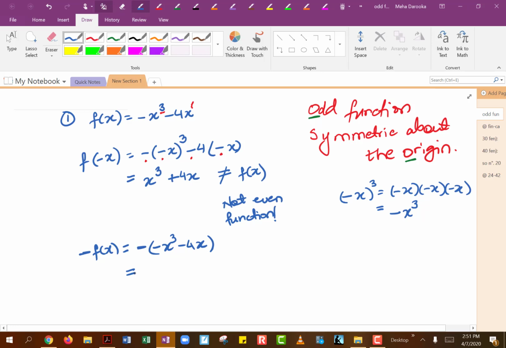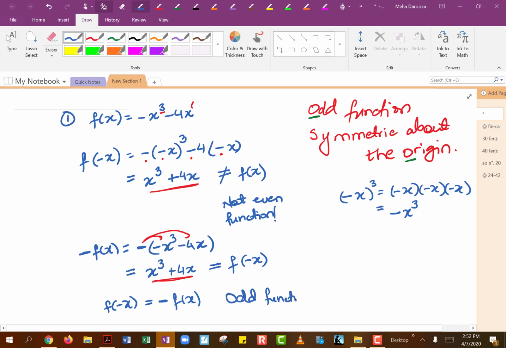So if I put a negative in front of it, you're going to distribute that negative sign inside the parentheses, which will end up giving us negative times negative is positive x to the third. Negative times negative is positive 4x. And this is the same answer we got when we just substituted negative x, right? So that's the same, this guy is the same answer as this one. So in this case, we can say that f of negative x equals negative f of x, and that's what makes this an odd function.